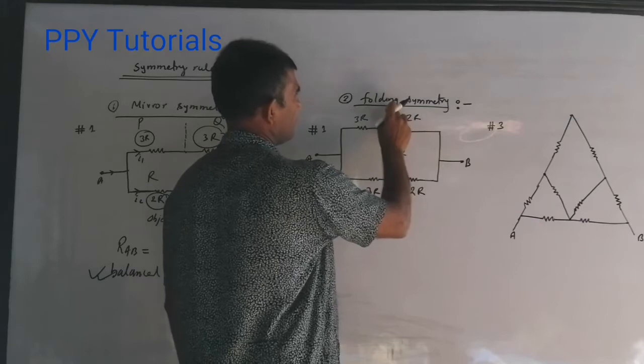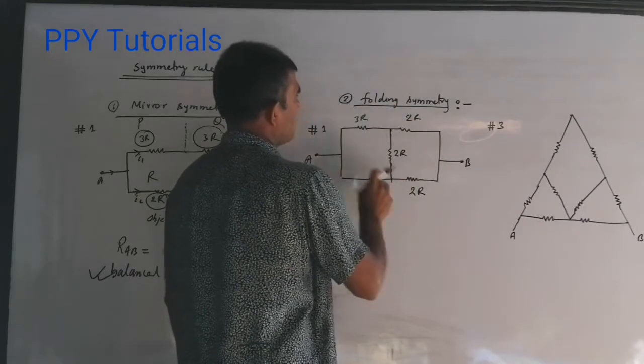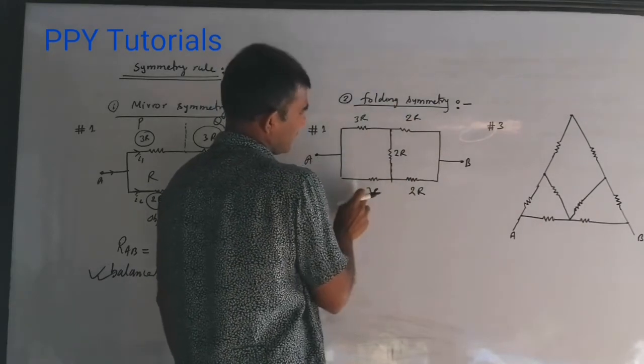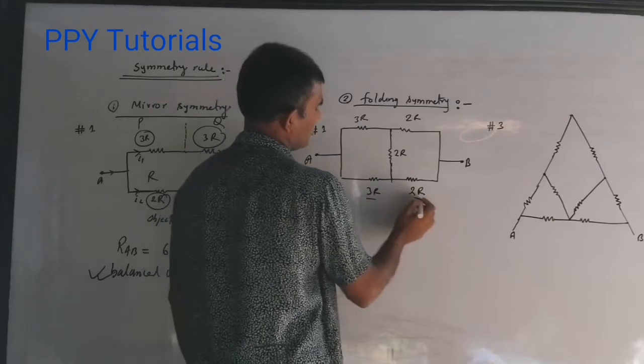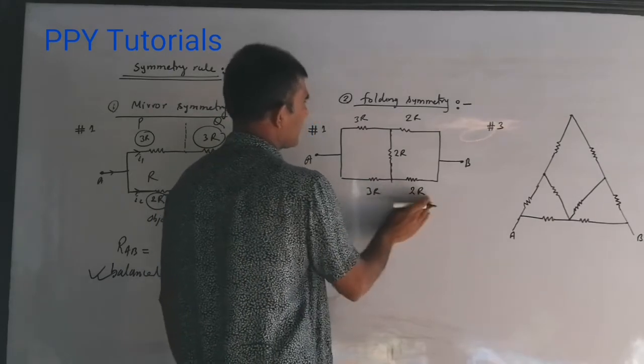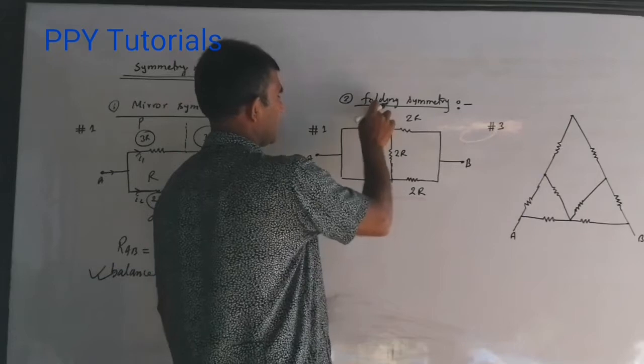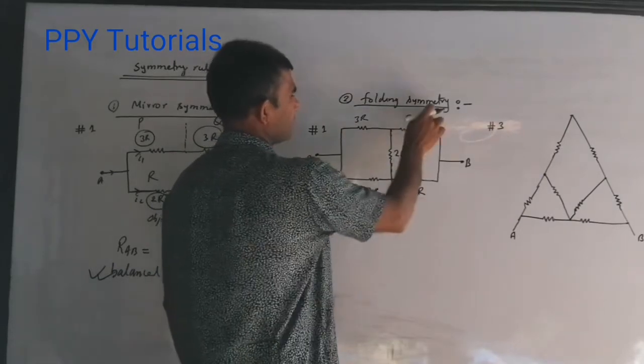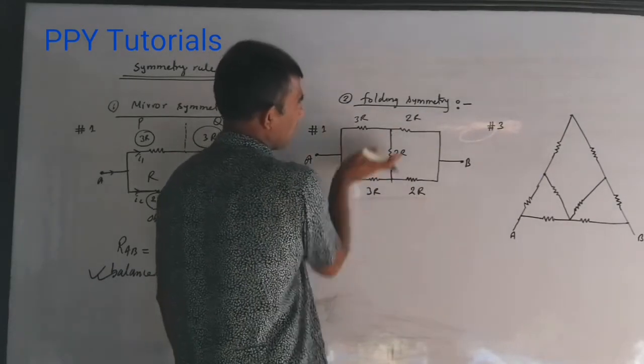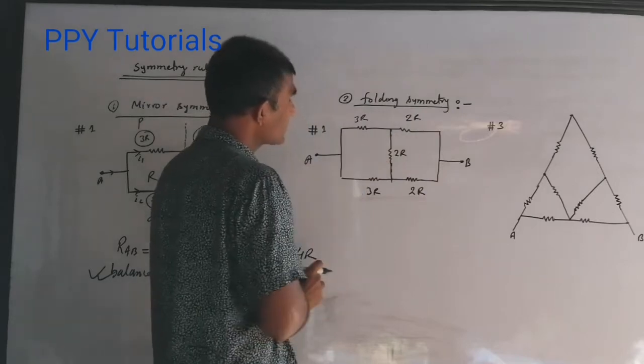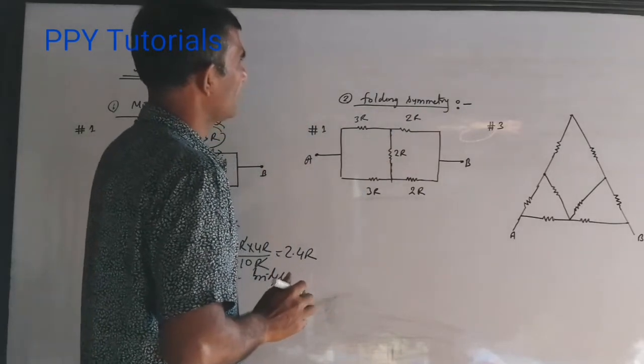It cannot be. So no choice. And another is this, the down also you can see 3R and 2R. But what you see here, up and down is same. See 3R and 3R, 2R and 2R. And so up and down is same. So in this condition we find there is the folding symmetry.